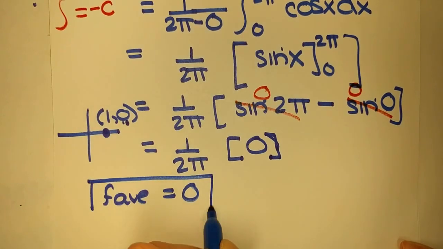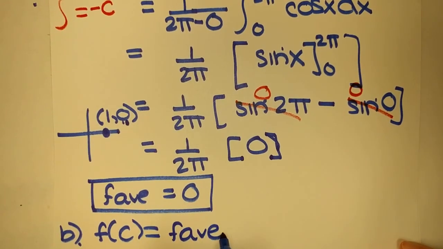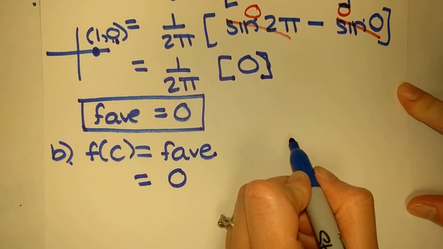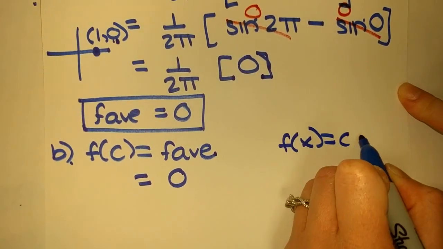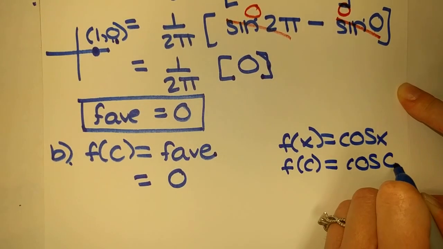All right, now for part B, what we have to do is find the c value for which f of c is equal to the average value. So we will have 0 for our average value. Our f of x was cosine x, so our f of c is going to look like cosine c.